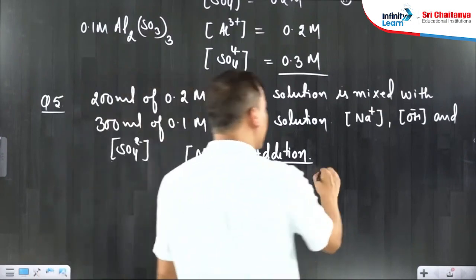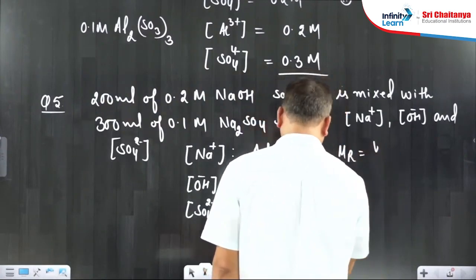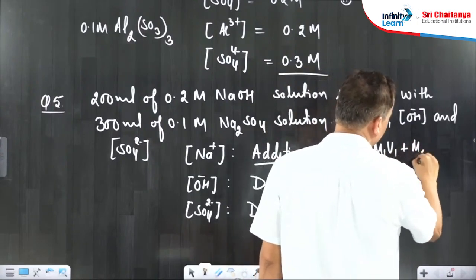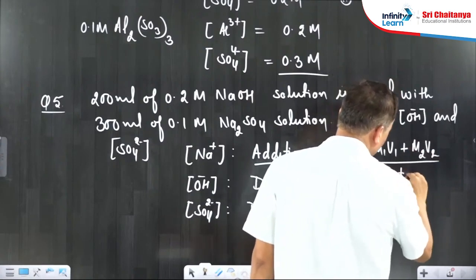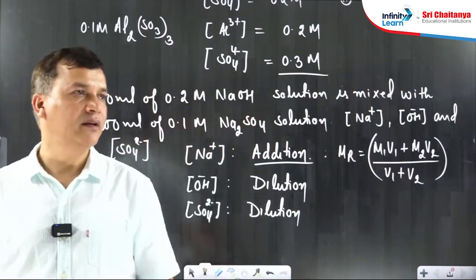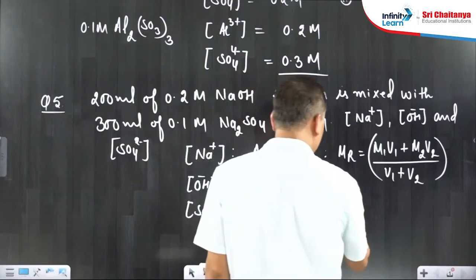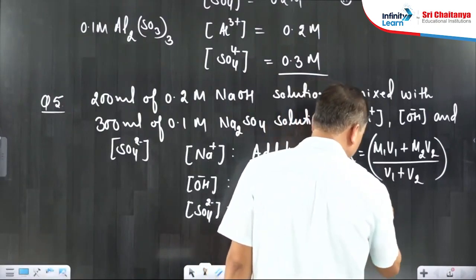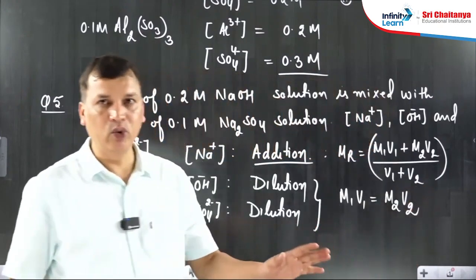For addition, what do we have? Here is Mr equal to M1 V1 plus M2 V2 divided by V1 plus V2. Are you understanding the formulas? And what about the dilution? If we have to find the resultant molarity, M1 V1 is equal to M2 V2.